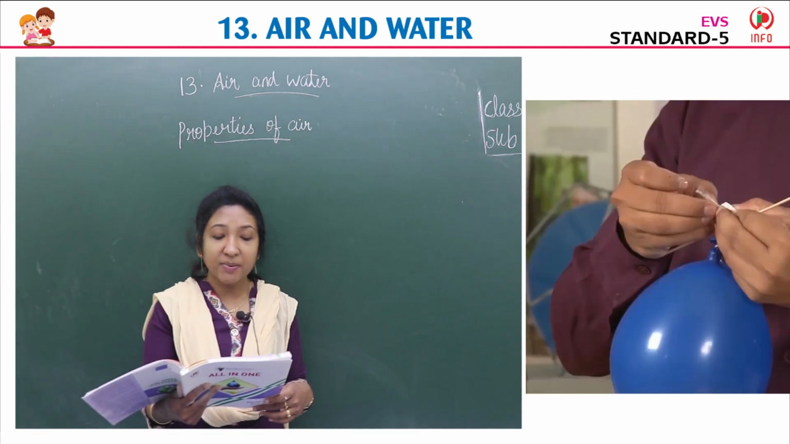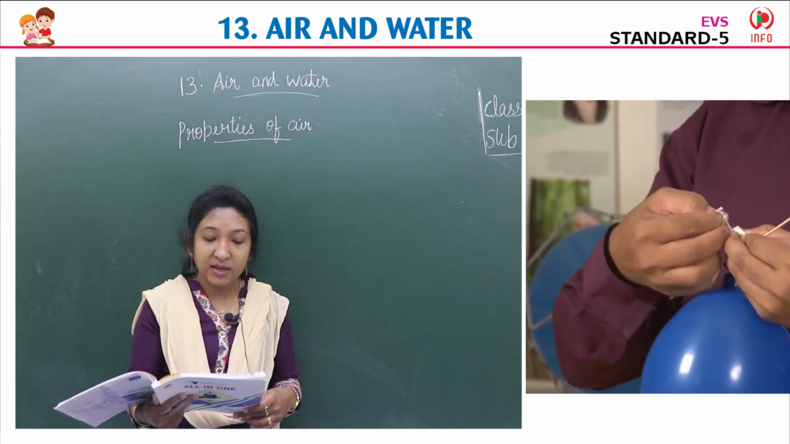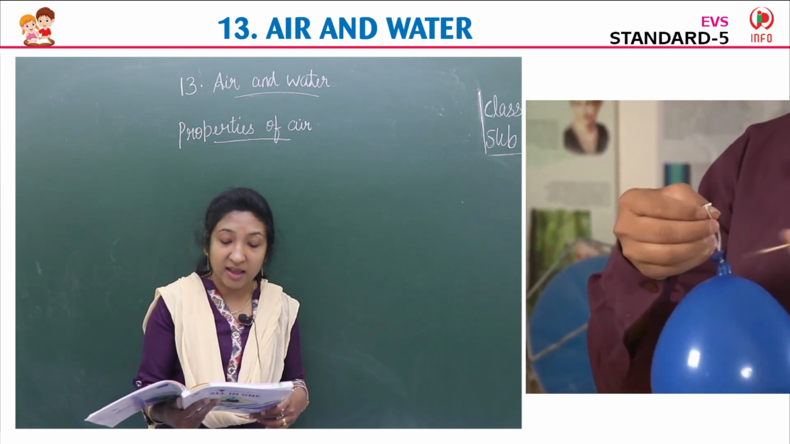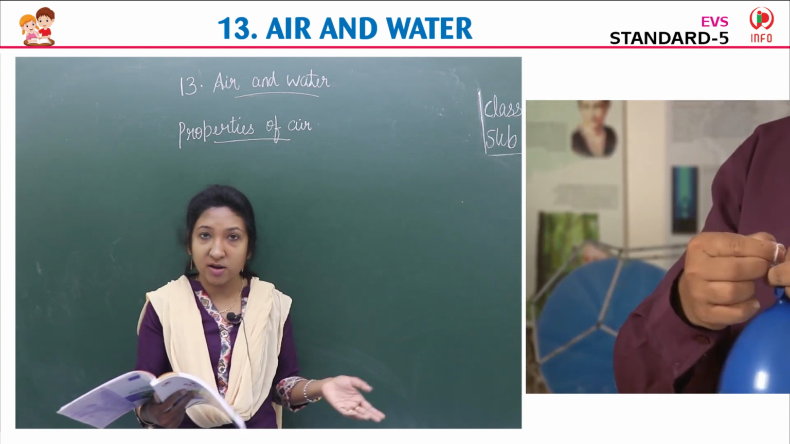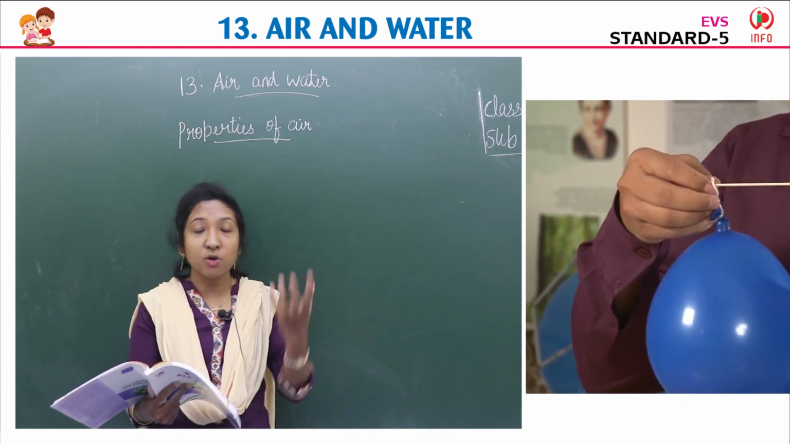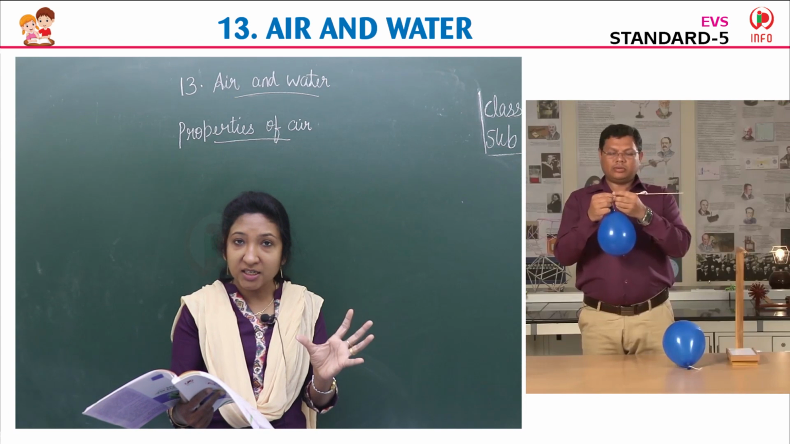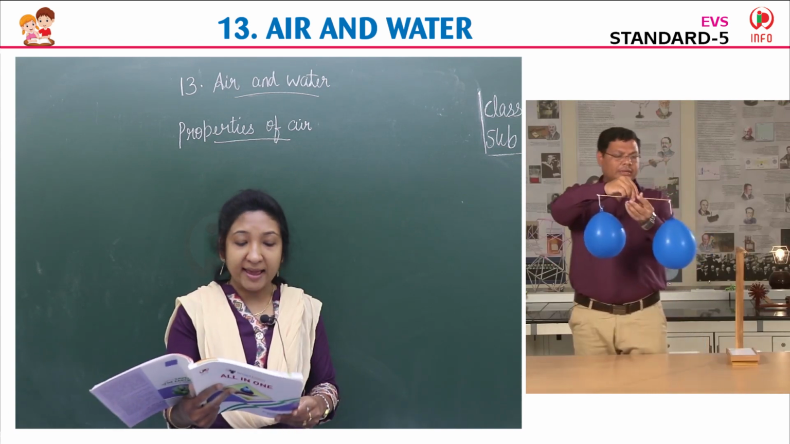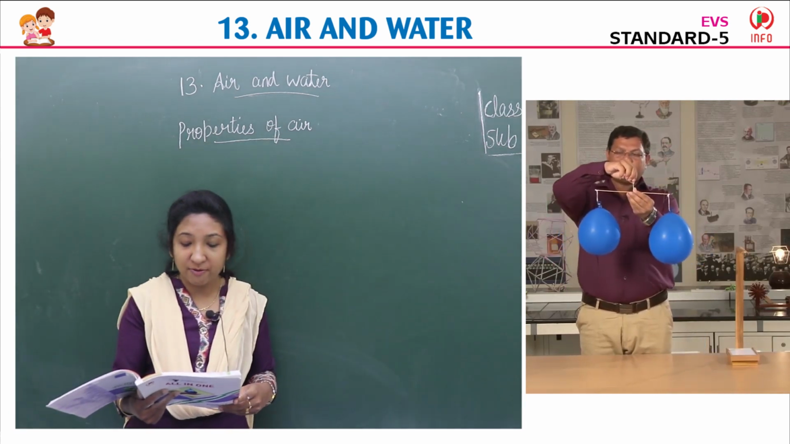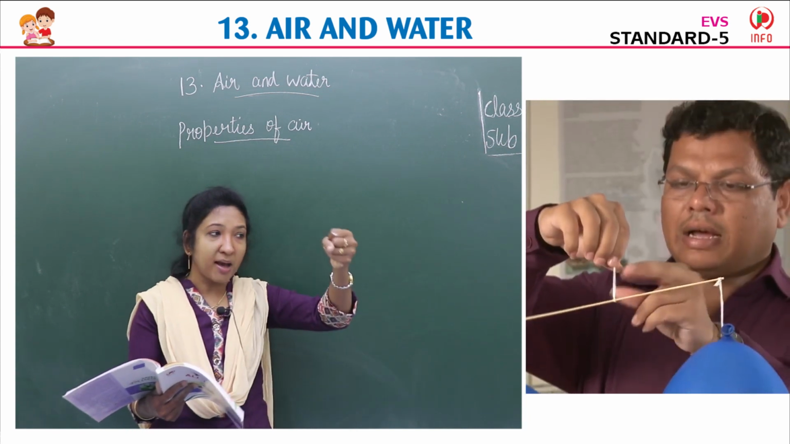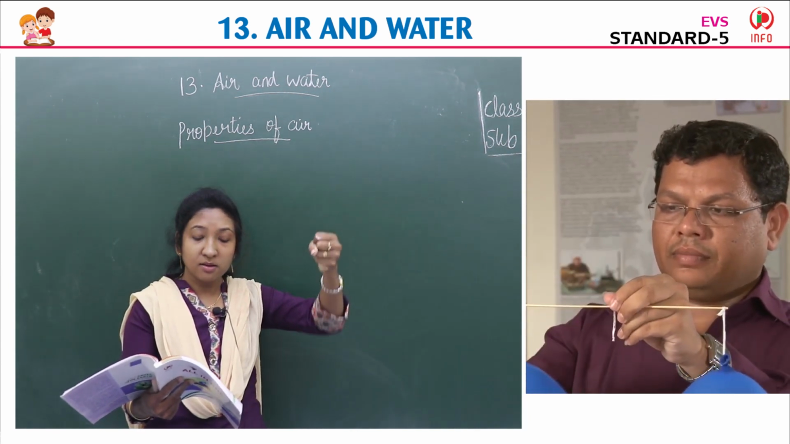Let's see. Tie a piece of thread in the middle of the stick. Tie 2 balloons filled with air at both ends of the stick as shown in the figure. The balloon is filled with air, isn't it? Both the balloons are inflated, which means they are filled with air. Hold the stick with the help of a thread like a balance. Like a balance, you have to hold it.